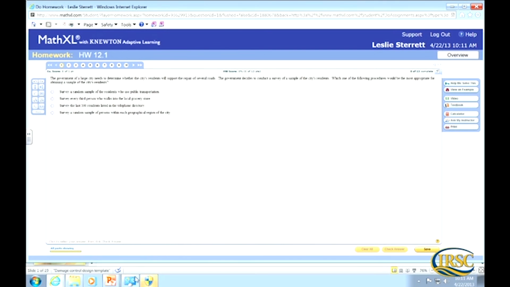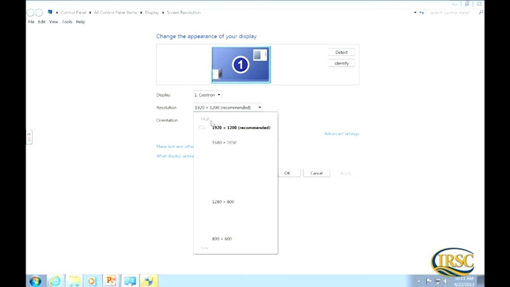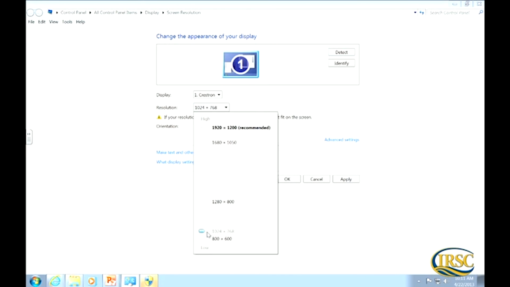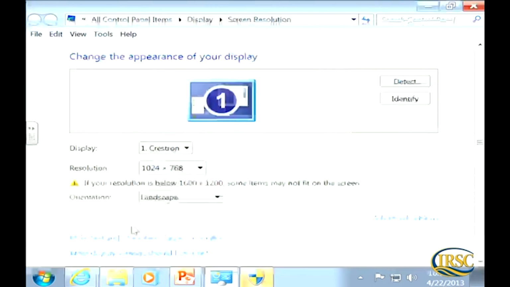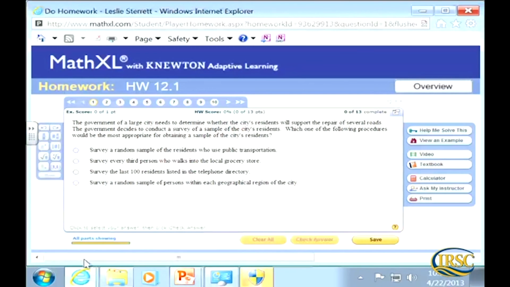You'll notice that the first type of question is, which one would be the best random sample? The government of a large city needs to determine whether the city's residents will support the repair of several roads. The government decides to conduct a survey of a sample of the city's residents. Which one of the following procedures would be the most appropriate for obtaining a sample of the city's residents?